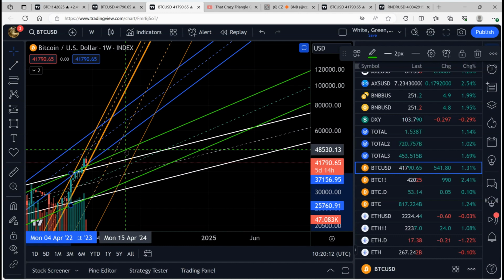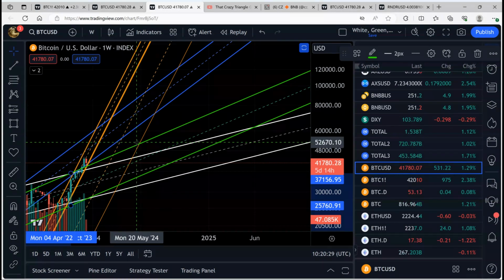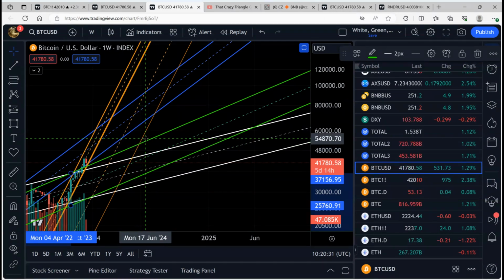I'll let that sink in. So, yeah, we will come back to the top of the green channel mid to late April. And we'll just have to see what happens then. I imagine we'll just kind of bounce along the top of the channel for about another month and a half and then begin our parabolic run.